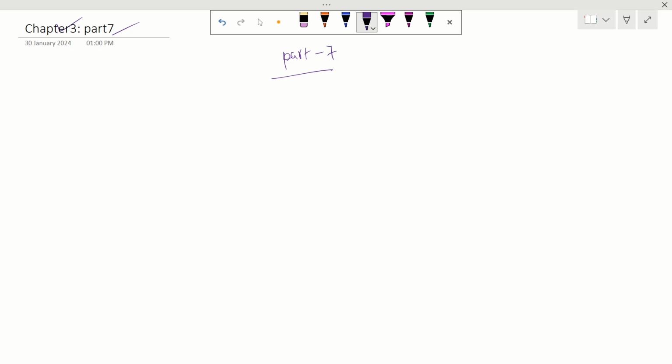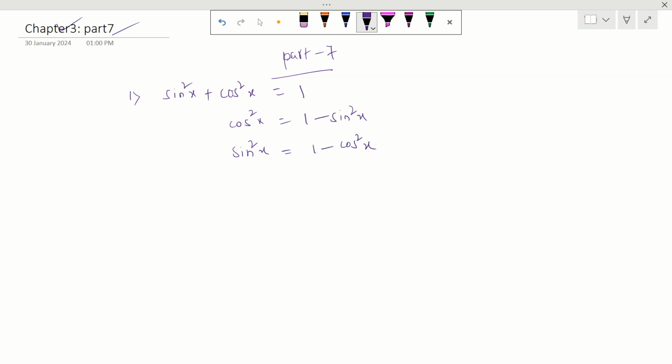The first formula we discussed is sine square x plus cos square x is equal to 1. Again, we can write cos square x as 1 minus sine square x, taking that term to the right side. And sine square x we can write as 1 minus cos square x.